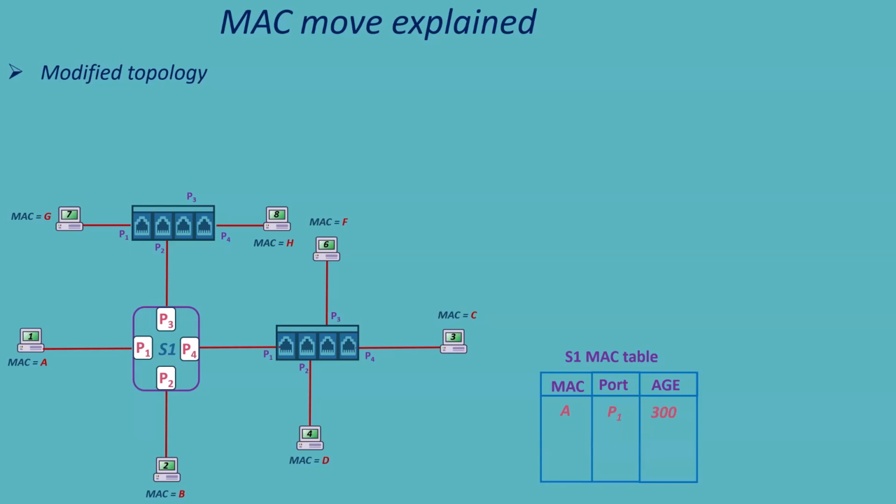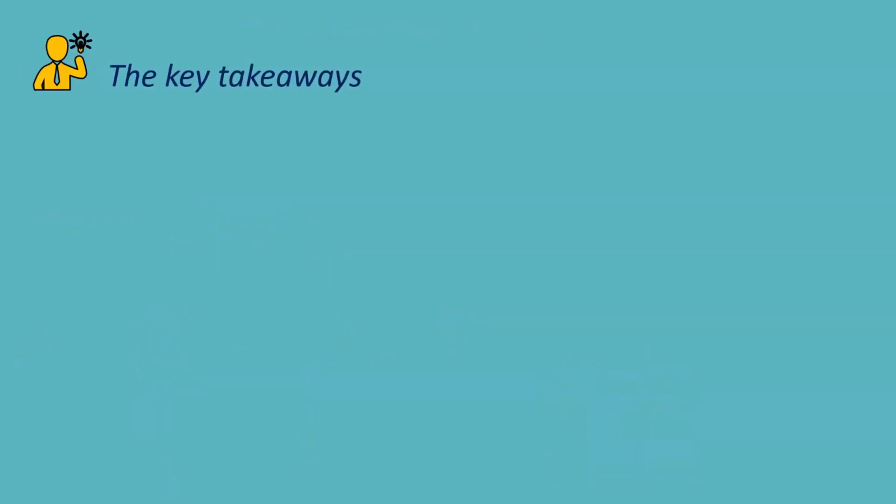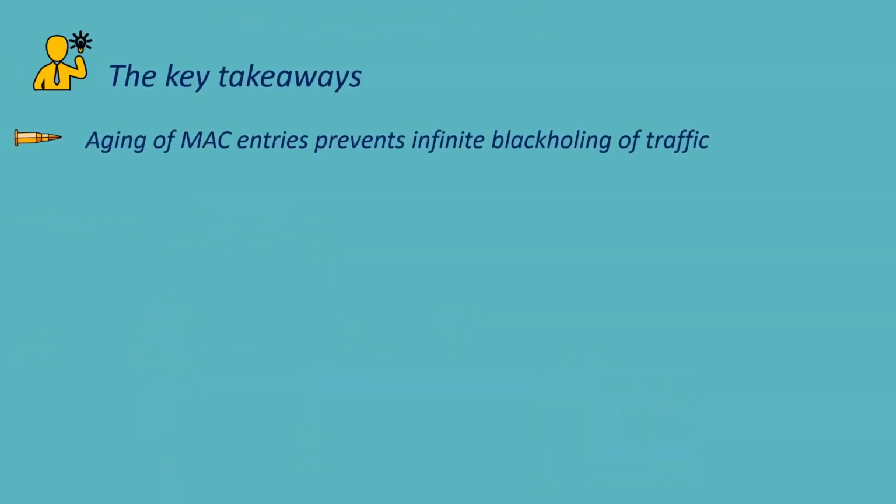Okay. And the other concept is, if you are not getting a frame from the same source address, then the entry will keep on aging out, and finally the counter or the timer will go to 0 and it will age out, and the entry will get deleted, purged, or removed from the MAC table. So aging of MAC entries helps us prevent infinite black holing of traffic. If the entry would not be removed, then the traffic will keep on going into the wrong port, and that is why we call it infinite black holing of traffic.